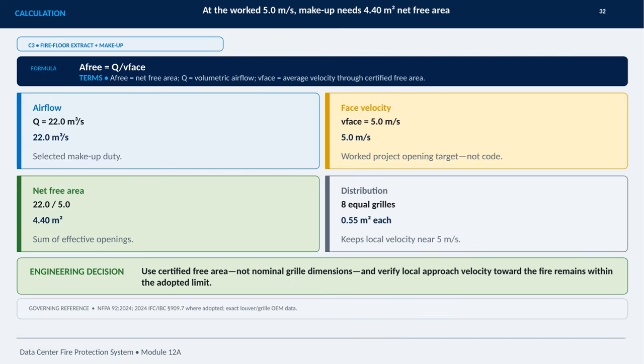In the final design, I would use certified free area, not nominal grill dimensions, and verify the local approach velocity toward the fire remains within the adopted limit. The governing references include NFPA 92, the applicable 2024 IFC or IBC section 909.7 where adopted, and exact manufacturer data for the selected louvers or grills.